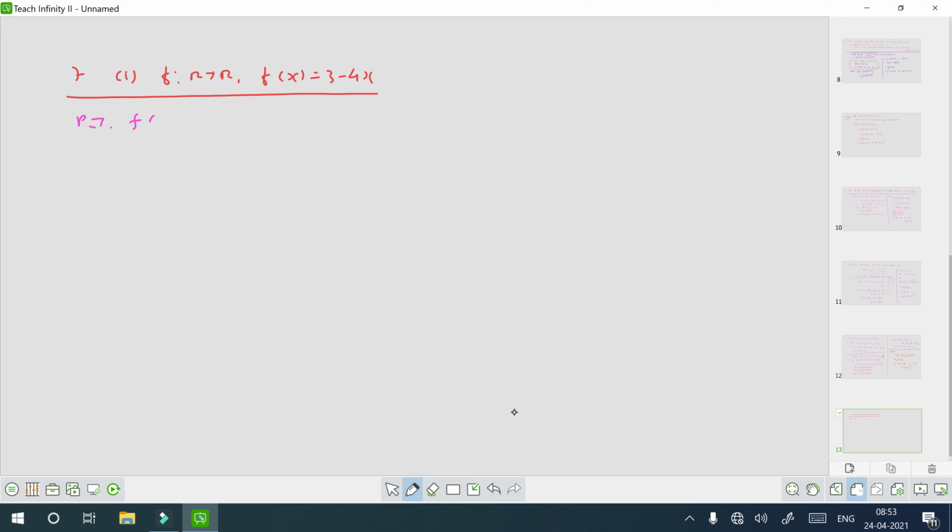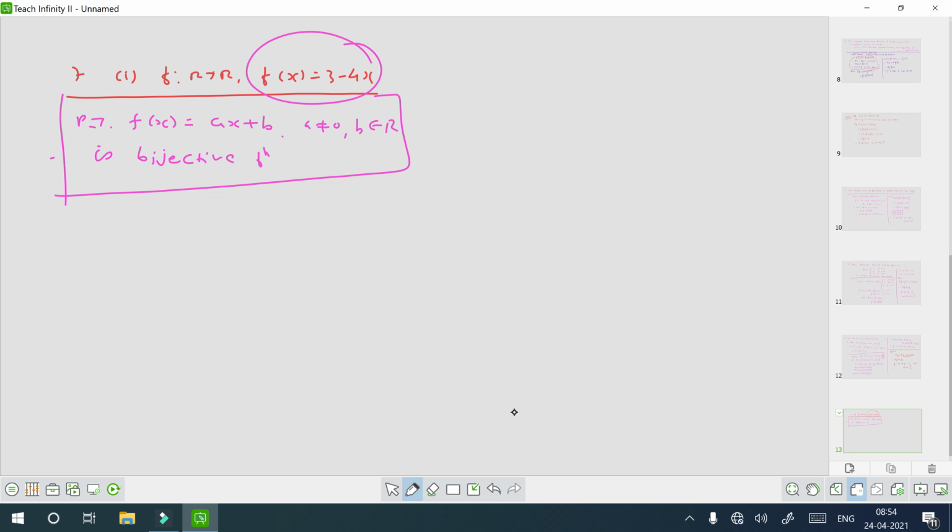Prove that f of x is equal to ax plus b, a not equal to 0, b belongs to R, is a bijective function. Means it is 1-1 and onto. Clear? If we solve this one, then you are able to solve this one also. Very easy for you.